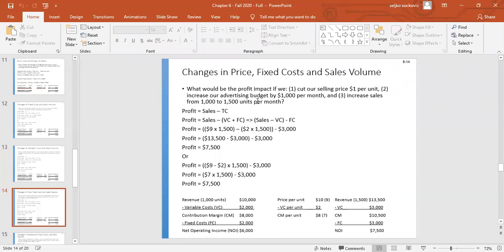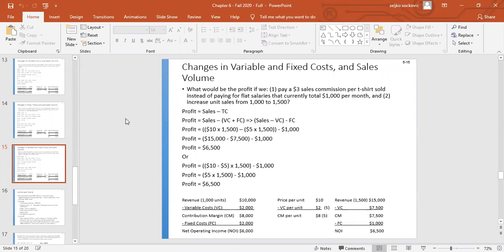Okay, here a number of things are changing. Selling price we cut down to 9. Then we increase budget, fixed budget, advertising for 1,000. We increase sales for this. It could be also variable cost changing from $2 to $3, and then you have to make adjustments. Again, you're using always the same thing. Nothing new. Okay, same thing, just different changes.